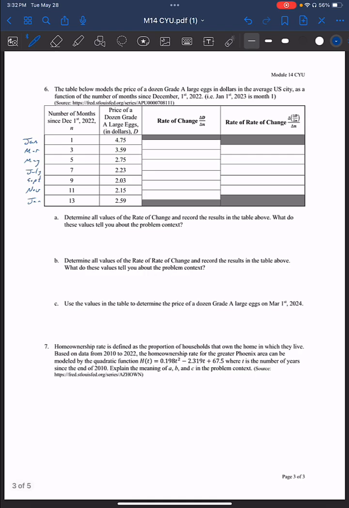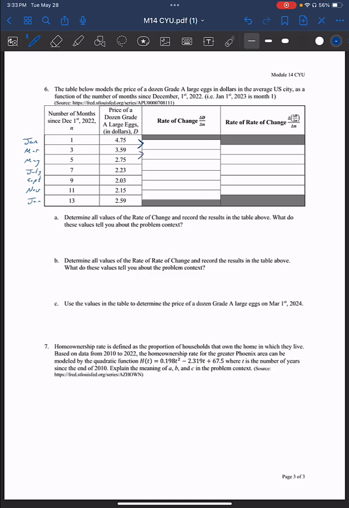Okay, so now Part A asks us to determine all the values of the rate of change and record the results in the table above. And what do these values tell you about the problem context? So just like before, the rate of change is the change in the output divided by the change in the input. So how much does the output change with respect to how much the input changes? And we're going to go right down through the table and look at every pair of numbers.